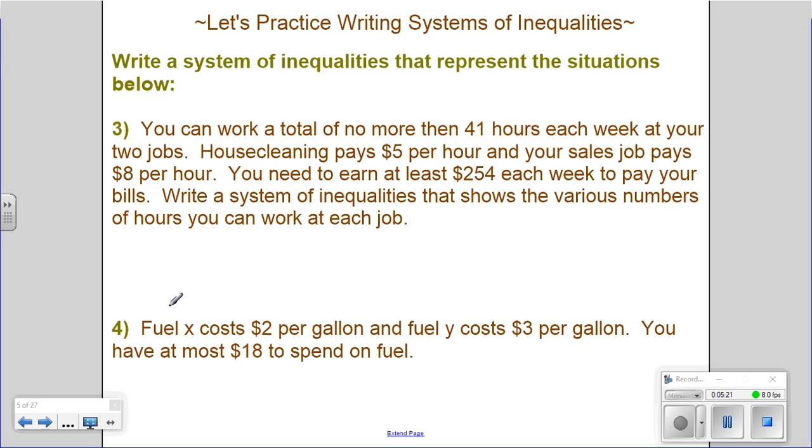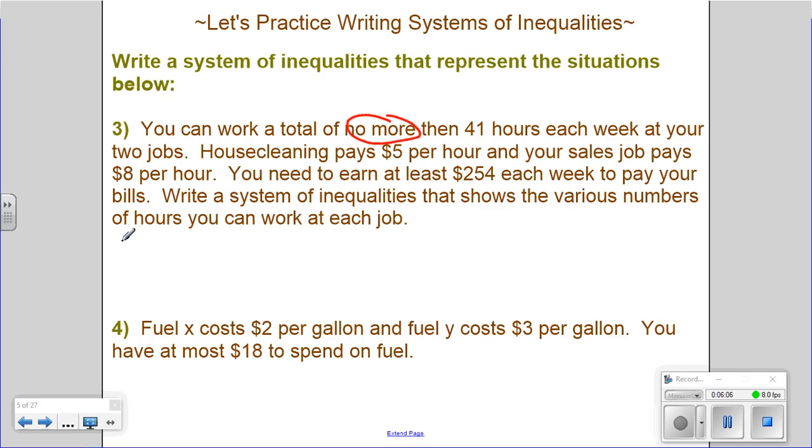So on the previous page, those were just generic or general inequalities. Now we're going to practice writing a system of inequalities. Again, a system is nothing more than two or more inequalities. Number 3, you can work a total of no more than 41 hours each week at your two jobs. House cleaning pays $5 per hour. Your sales job pays $8 per hour. You need to earn at least $254 each week to pay your bills. Write a system of inequalities that shows the various numbers of hours you can work at each job.